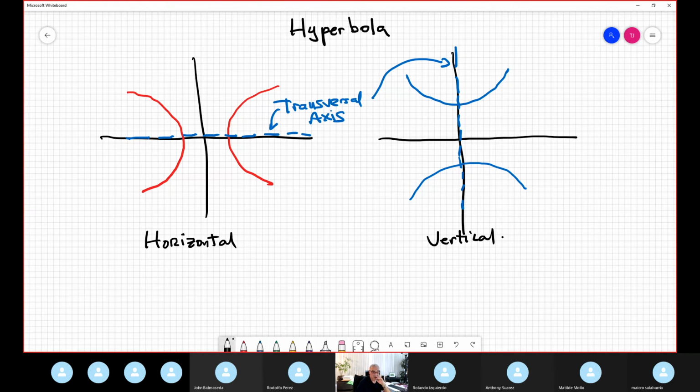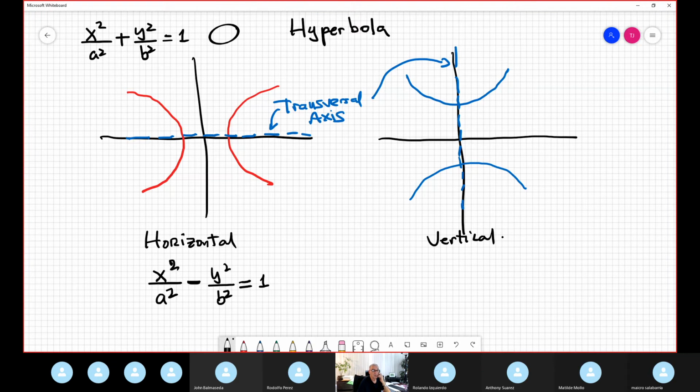For example, for this hyperbola, the equation is x squared over a squared minus y squared over b squared equals 1. It's important, guys. In the hyperbola it is minus. So x squared over a squared plus y squared over b squared is an ellipse. In this case, no. When it's minus, it's a hyperbola. Always.